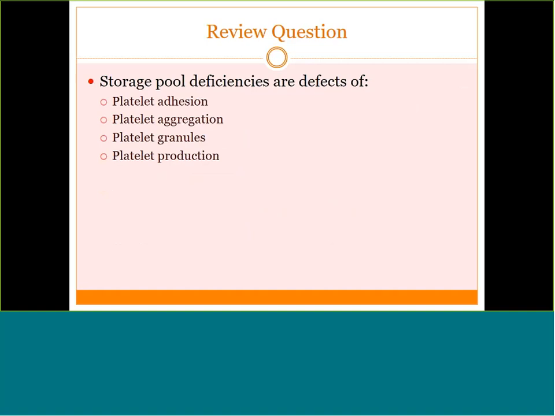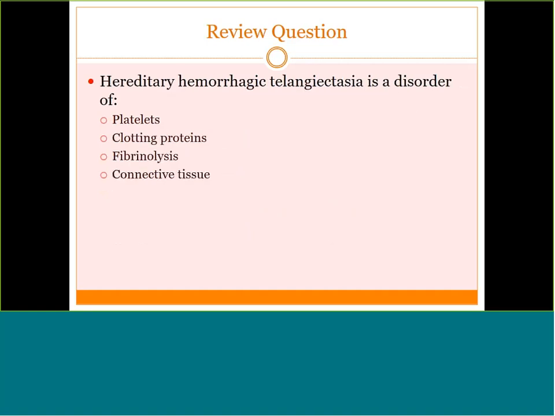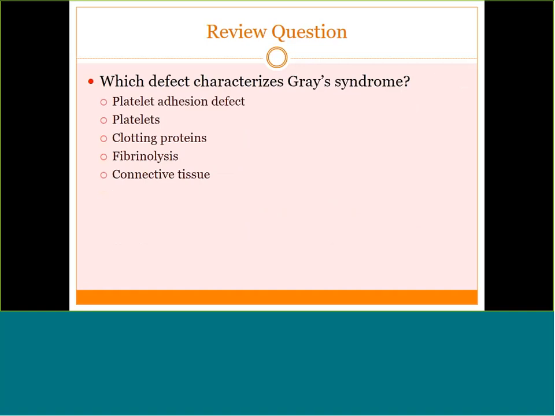Storage pool deficiencies are defects of, and that would be platelet granules. Hereditary hemorrhagic telangiectasia is a disorder of, so it's all about your vasculature, so it's your connective tissue. Which defect characterizes Gray's syndrome? And Gray's syndrome was the alpha granule defect.